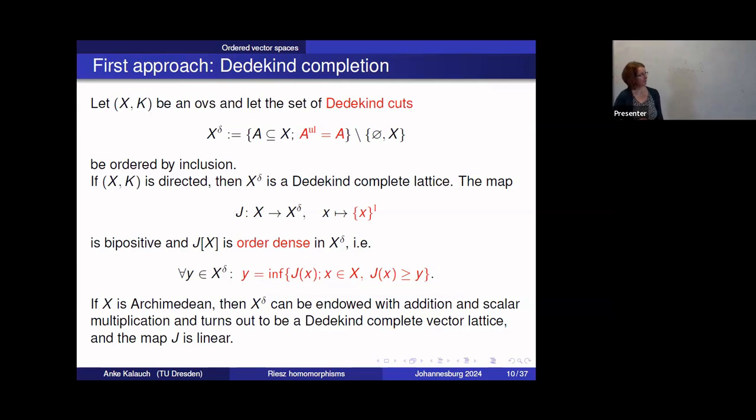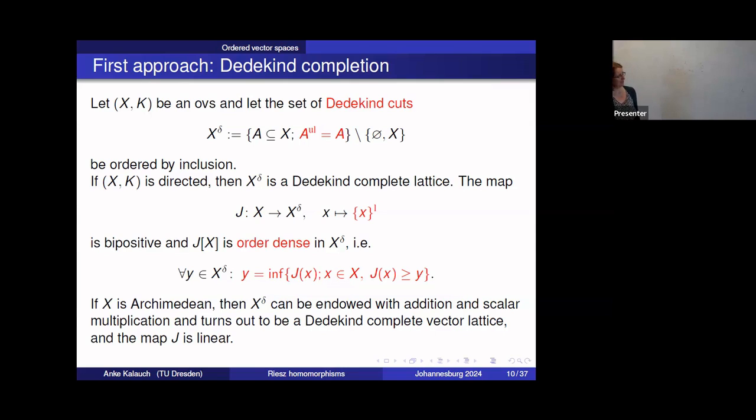You order this set by inclusion. And to any point of your original space, you can look just at the set of lower bounds. The set of lower bounds is such a Dedekind cut, because when you take the upper bounds and the lower bounds, you end up with the same element. So these are Dedekind cuts you can embed in the classical way. And your set X delta turns out to be a Dedekind complete lattice. This is not so difficult to prove.